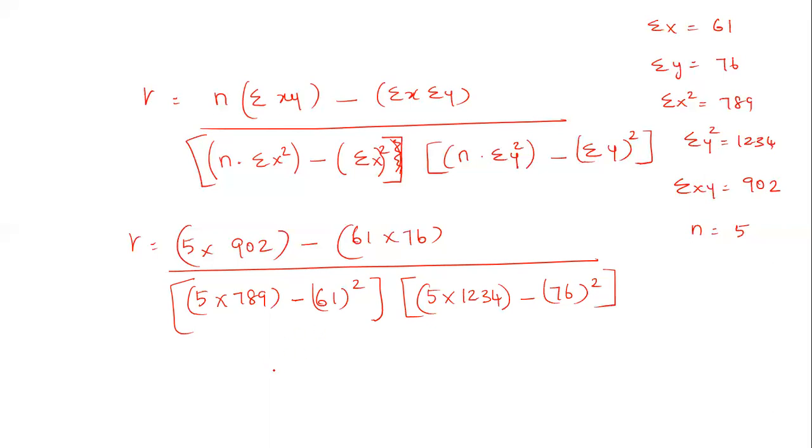If you substitute everything and simplify, you could understand that the correlation value is minus 0.424. So it is negatively correlated. X and Y are negatively correlated.